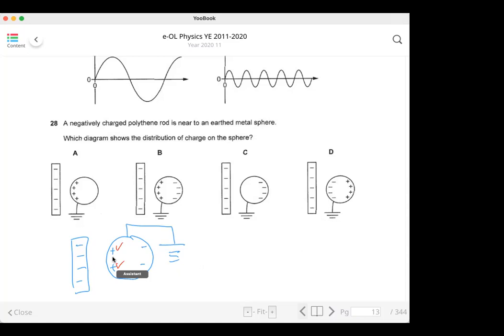Then the side that is further away from the rod will get neutralized. So all these will get neutralized. So this itself will actually move away. And therefore, what's your answer for this question, everyone? So therefore the answer for this will be A.